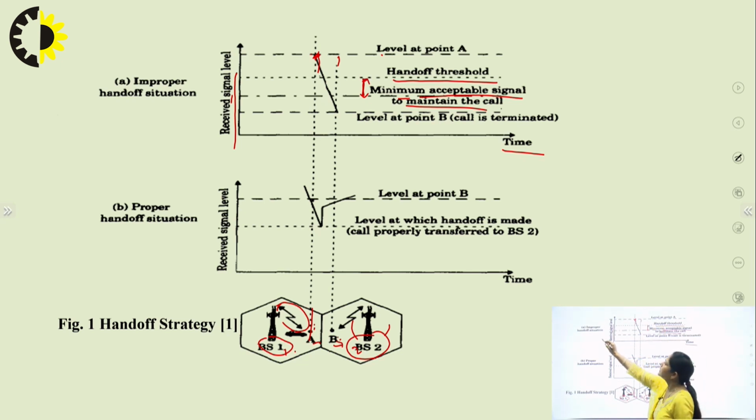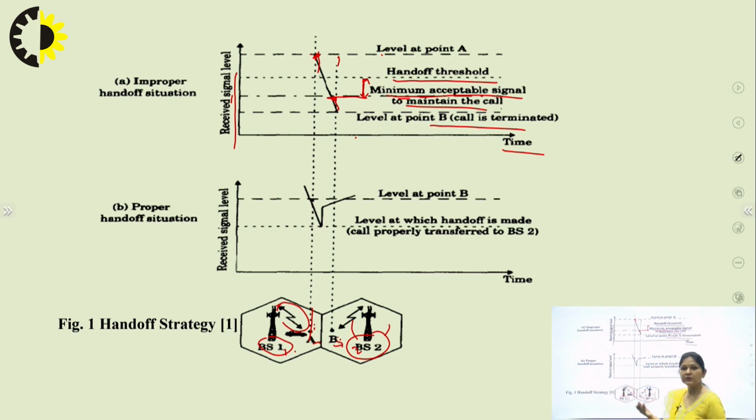As you can see in the improper handoff situation, the signal has dropped below this minimum acceptable level. Until then, handoff has not occurred. So there will be a level at point B at which the call will be terminated. As the signal level has gone below the minimum acceptable level of the voice quality signal, the call will be dropped, and in this case we call it an improper handoff.